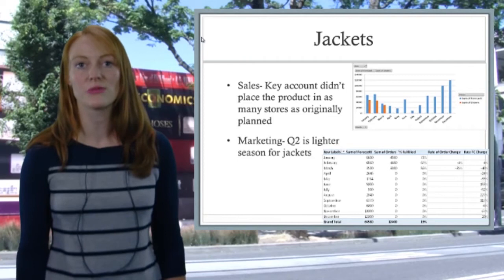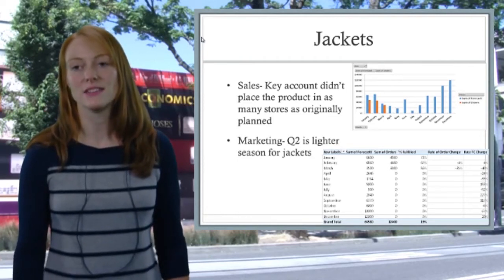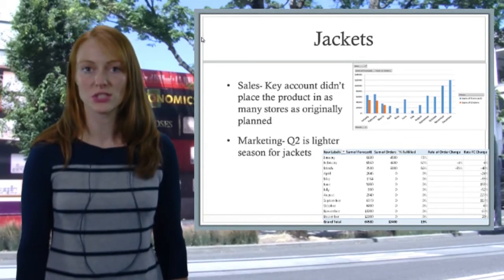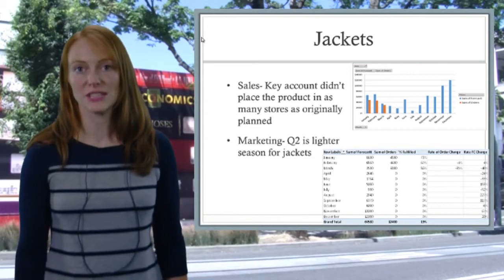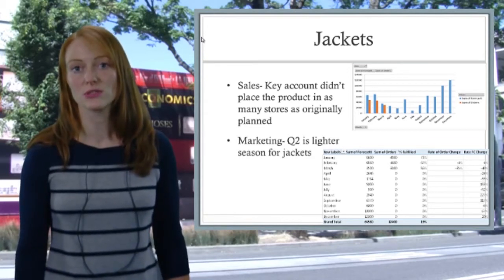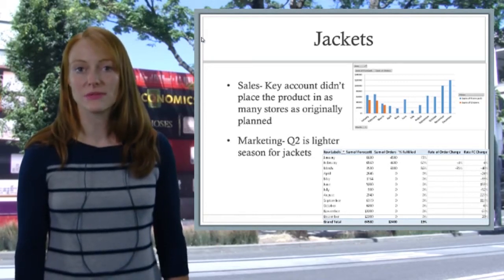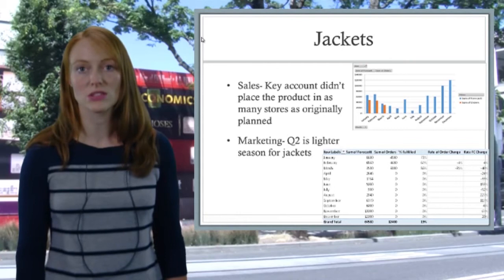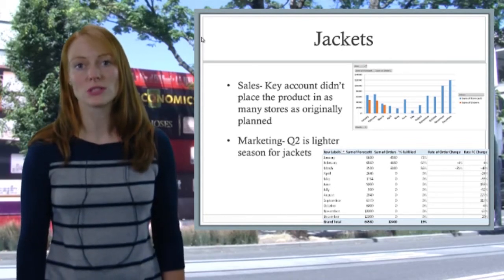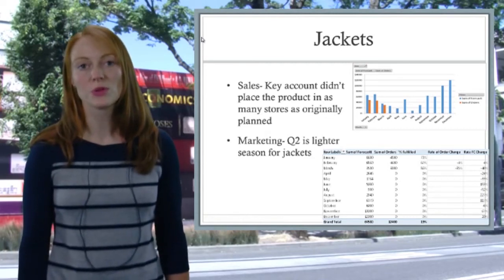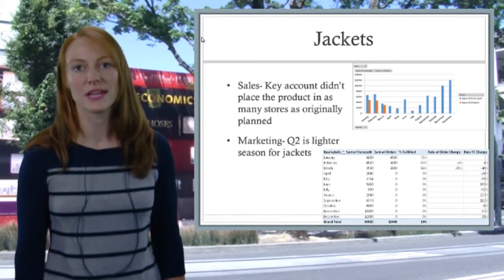When we talk to sales, we find out that a key account we had planned on placing the product didn't end up placing it in as many stores as originally was part of the plan. So what will happen here is we'll naturally have a decline in orders versus forecast. Marketing can also let us know that Q2 is definitely a lighter season for jackets as we start to go into the spring season. So they would also anticipate that orders would continue to decline. So from both of our partners, we can see that a decline is probably what we're anticipating.